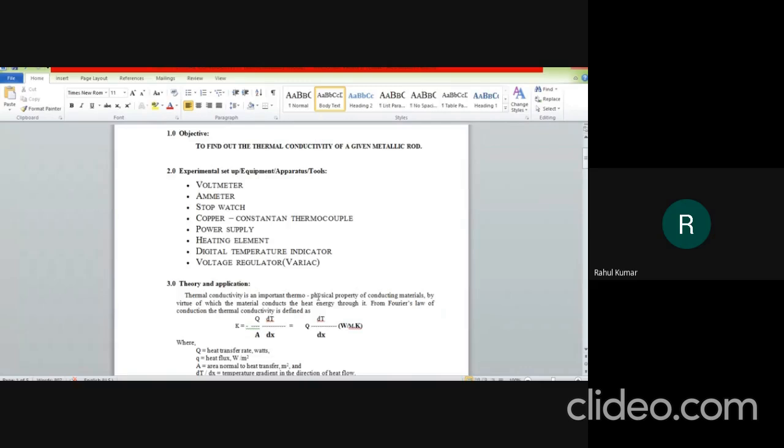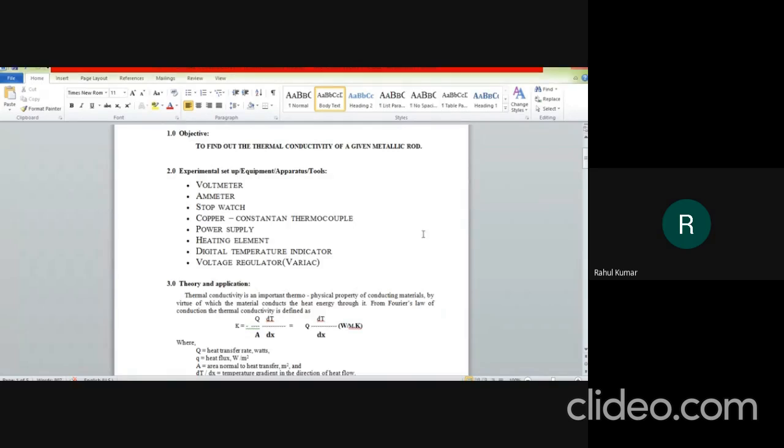So we have different apparatus in experimental setup. First one involves voltmeter. Second one is ammeter. We also have stopwatch. Purpose of stopwatch is to measure the time required to bring the apparatus in steady state condition. We need a thermocouple. Purpose of thermocouple is to measure temperature. We can measure temperature with the help of thermometer. Also, one more device known as thermocouple.